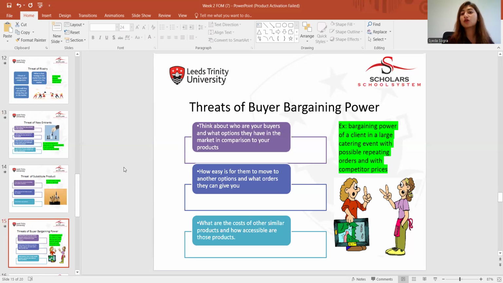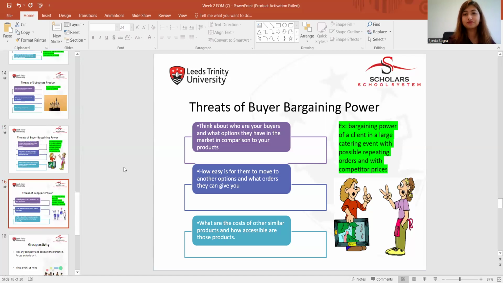So if a buyer has lots of other options to go to, that means the buyer bargaining power will be high. And if the buyer doesn't have that many options to go to, then maybe the buyer bargaining power will be low, even though it differs from industry to industry.